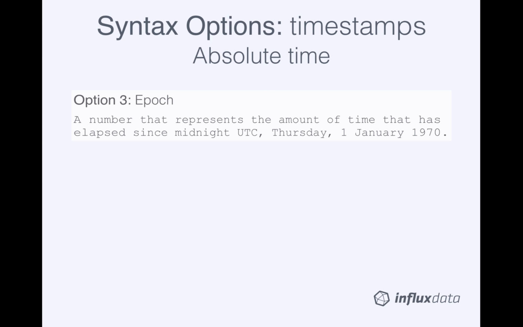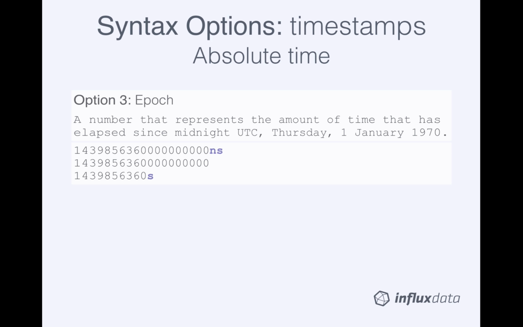The final option for specifying absolute time is to use EpochTime. EpochTime is defined as the number that represents the amount of time that has elapsed since midnight UTC, Thursday, the 1st of January, 1970. Here are a couple examples.